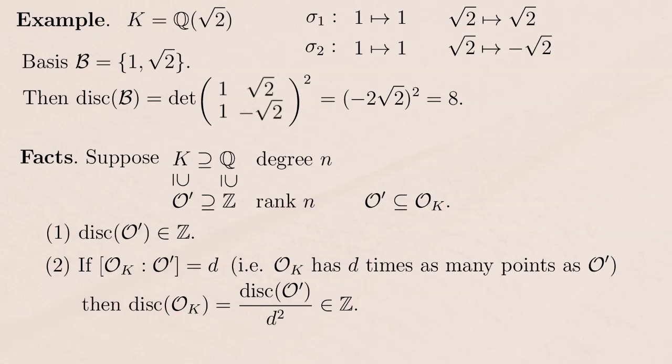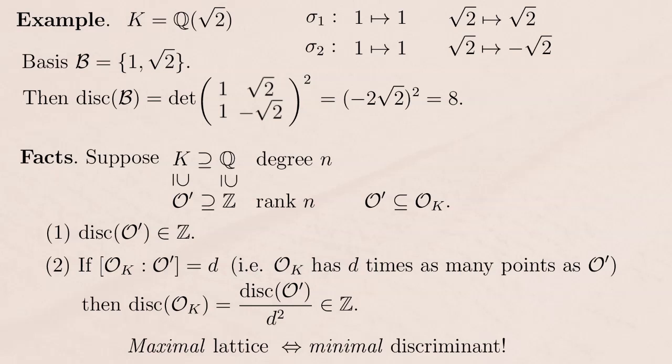So remember that OK is the maximal lattice. We want to find the maximal lattice, so the lattice with most points, so the lattice with the smallest fundamental cell. This is the same thing as minimizing the discriminant. So for example, if the discriminant of O prime happens to be square free, in other words, the only possible D squared we could divide by on the right is 1 squared, then O prime must equal OK. So let's apply this to when K equals Q root 5.